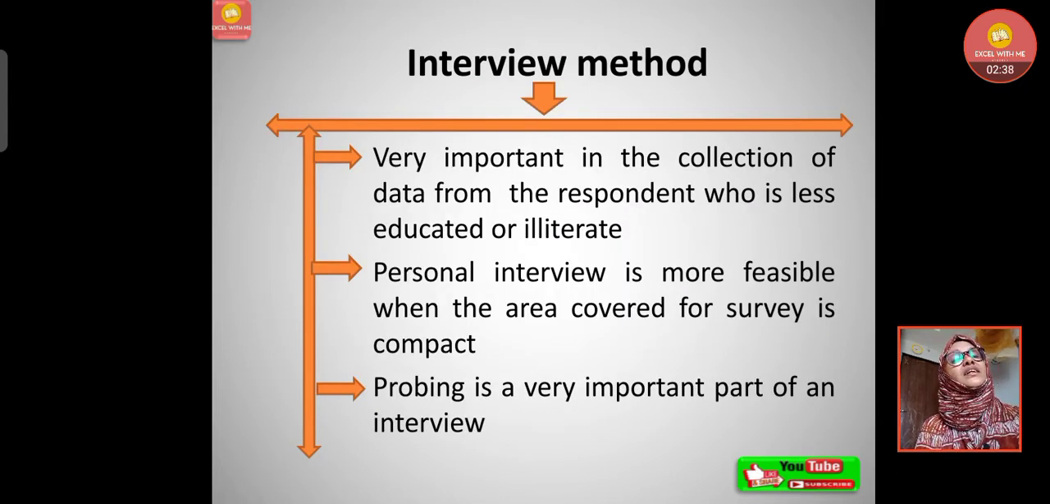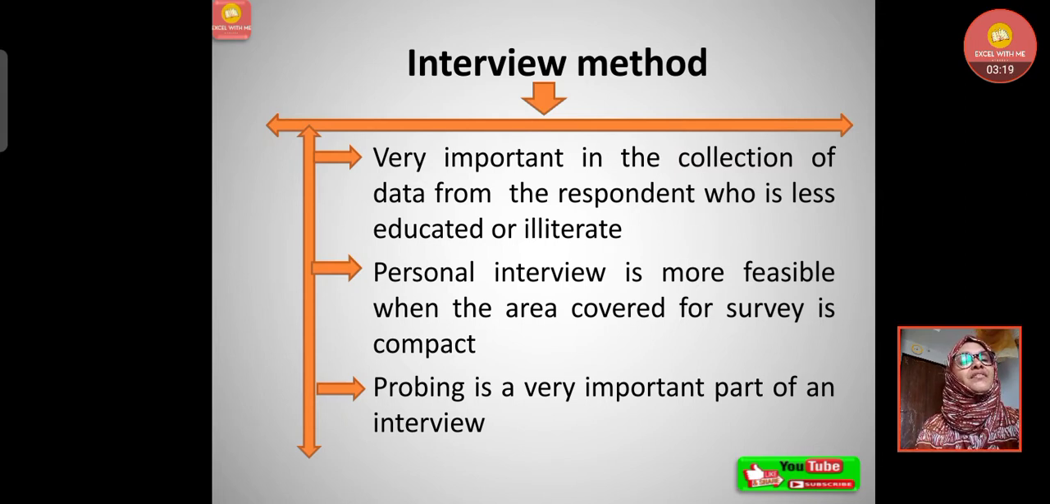Now the interview method is very important in the collection of data from a respondent who is less educated or illiterate also. Suppose we give a questionnaire to an illiterate person, it will not be a useful technique. So what is it here? Here we can conduct an interview with an educated person, and also with an uneducated or illiterate person, so that they can converse and give the related information. Now personal interview is more feasible when the area covered for the survey is compact. If the survey area is very compact, then personal interview helps very well.